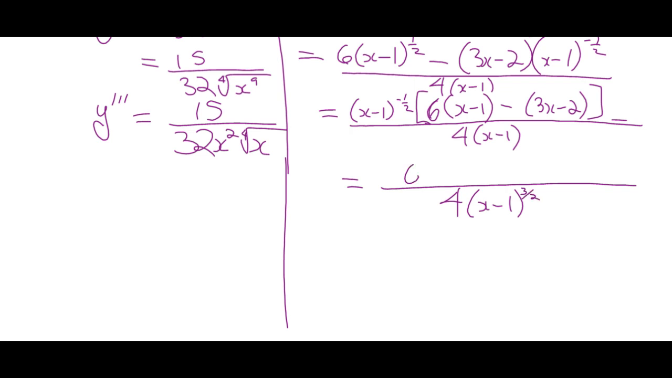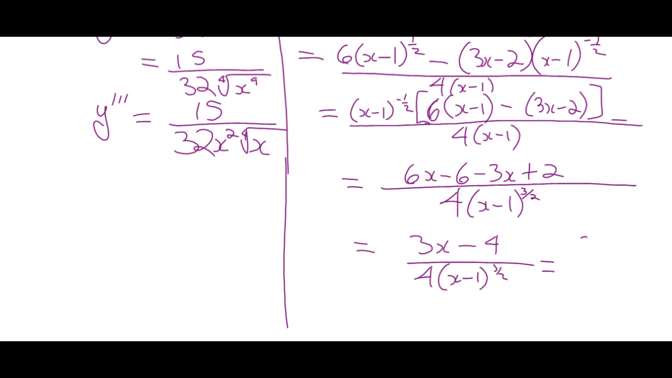And up top, what do we got? 6x minus 6 minus 3x plus 2. Okay, so that's going to be 3x minus 4 over 4. And at this point, we can leave it, x minus 1 to the 3 halves, or we can write this as the square root of x minus 1 cubed.